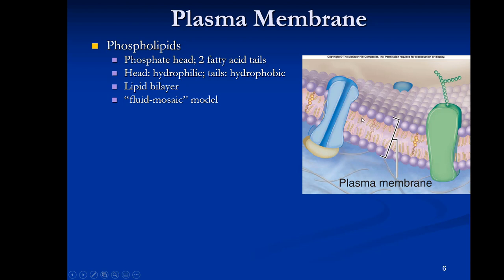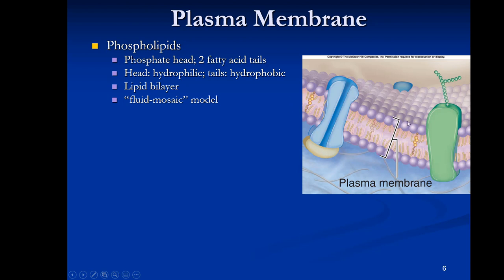And so what happens here is, due to that, you get fluid on both sides of the cell. Let's say this is outside the cell and this is inside the cell. There's fluid here and there's fluid here. So the heads orient themselves towards the fluid, and the tails go towards each other in the middle. And that gives us the formation of this lipid bilayer.